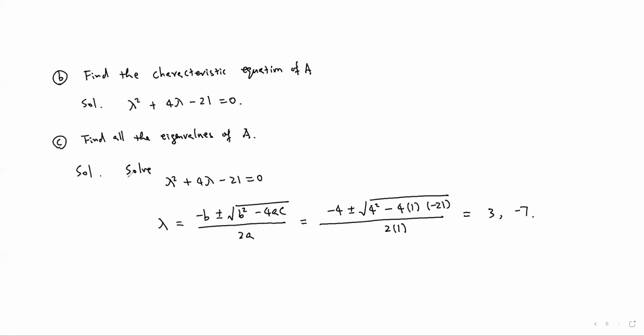So therefore, all the eigenvalues of matrix A. Okay, the eigenvalues of the given matrix are these 2 numbers, 3 and negative 7. Okay, negative 7. Done.